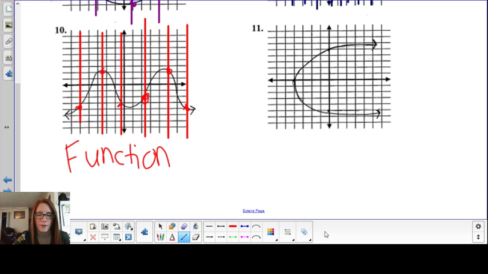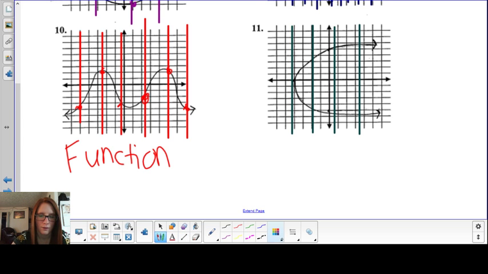And last but not least, my sideways parabola. What do we notice here? He's hitting more than once, isn't he? I'm getting it there and there. Now, necessarily it didn't hit twice at my first point, it only hit once. But anytime after that, it's hitting twice. This guy is not a function.